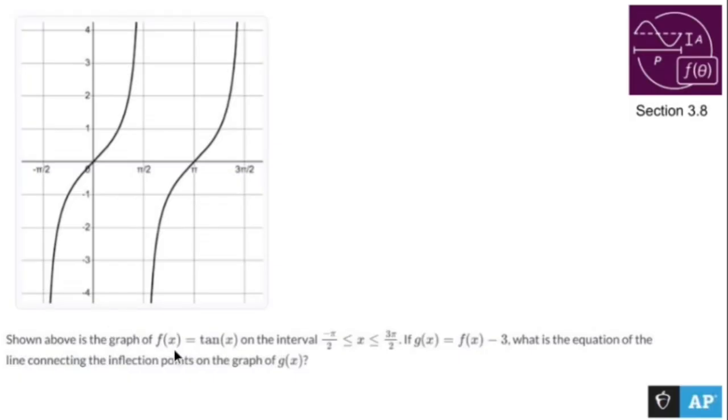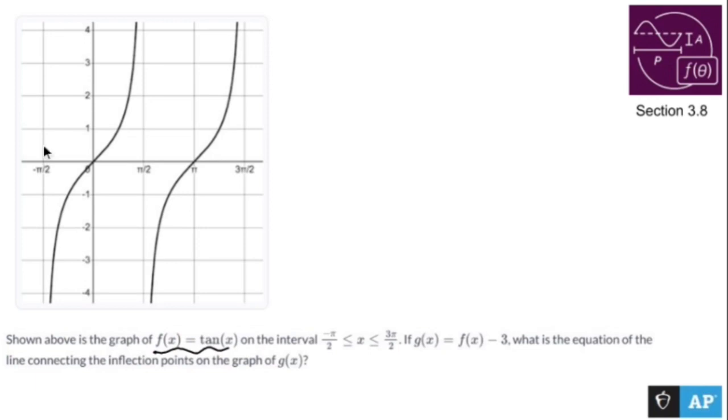Shown above is the graph f of x equals tan x. Okay, I see it. Normal looking tan x, period of pi, goes through (0, 0), repeats every pi. I like it. It gives us the interval of negative pi over 2 to 3 pi over 2. If g of x is this same exact thing minus 3, what is the equation of the line connecting the inflection points?